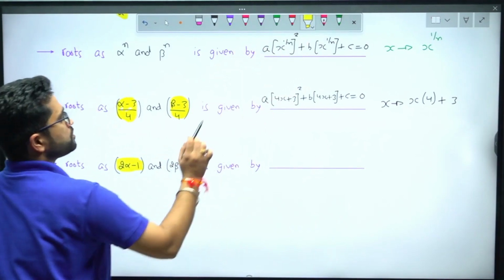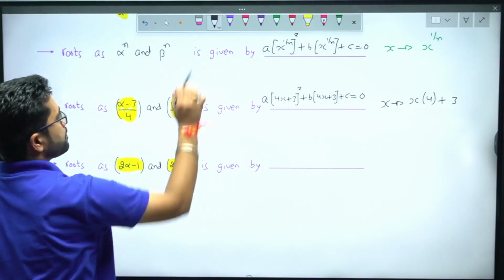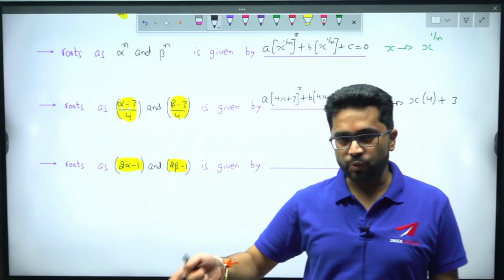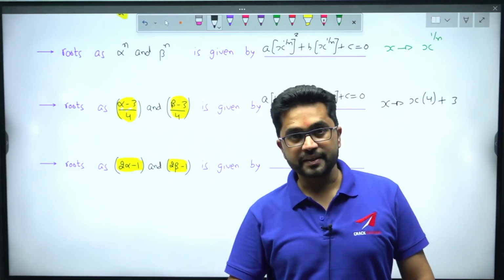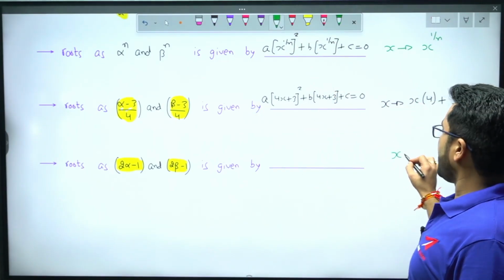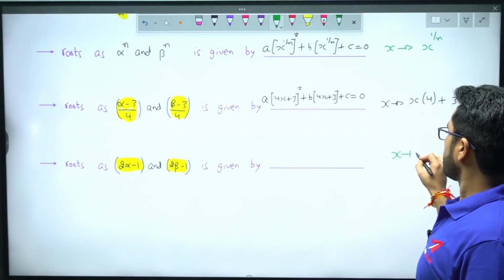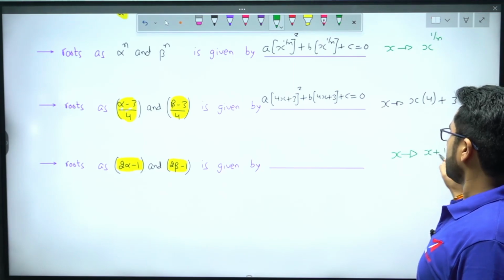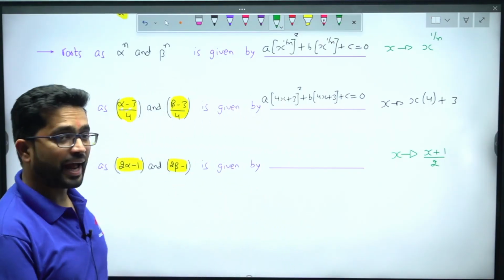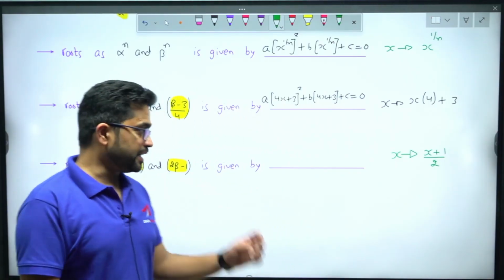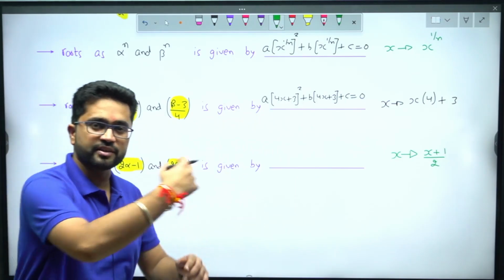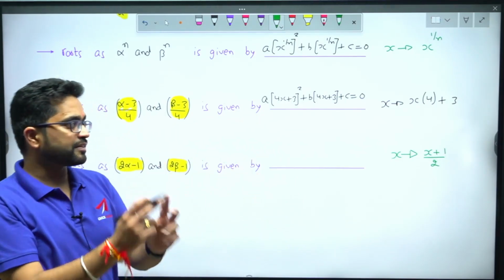Let's go for the next one. In this case, roots are being changed as 2 alpha minus 1 and 2 beta minus 1. So alpha and beta are being doubled and then we are subtracting 1. Reverse operation: first with x, we'll add 1, x plus 1, and then we'll divide by 2. Here 2 is being multiplied first and then 1 is subtracted. So subtraction's reverse is addition, multiplication's reverse is division.